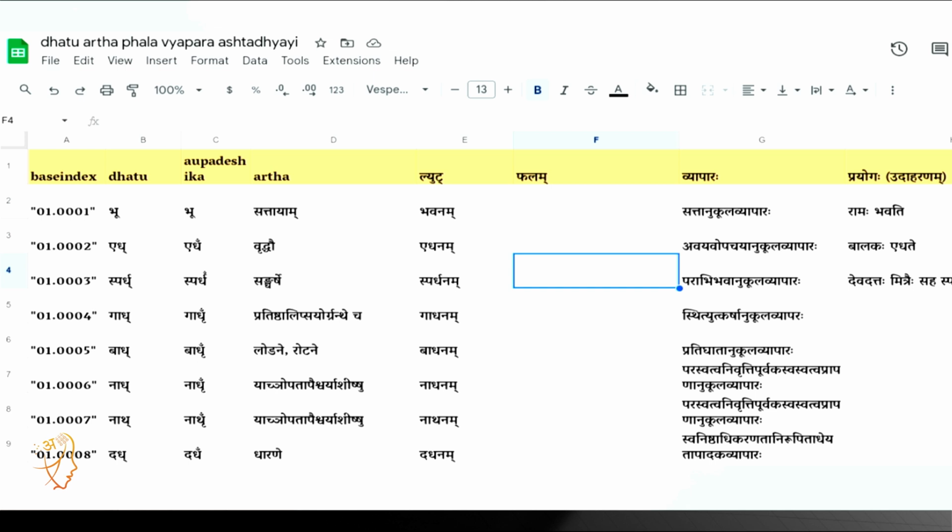So here we are creating a database of phalam and vyaparaha for every dhatu. Now one might say, how can you say that this is the vyapara of this dhatu? There could be a different vyapara as well. But in the first step, we are focusing on the common vyapara. For example, sangharshe spardha dhatoho. So here we have parabhibhavanukula vyaparaha and vruddhau avayava upachaya anukula vyaparaha.